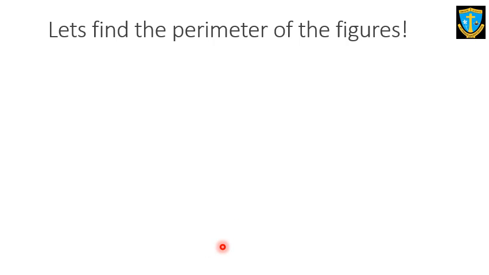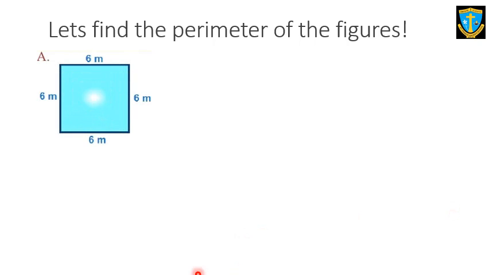Let's find the perimeter of some figures. The first one. Now if you look at this one, you see all the sides are measured the same. Do you know the name of this figure? Yes, you're right. It's a square.